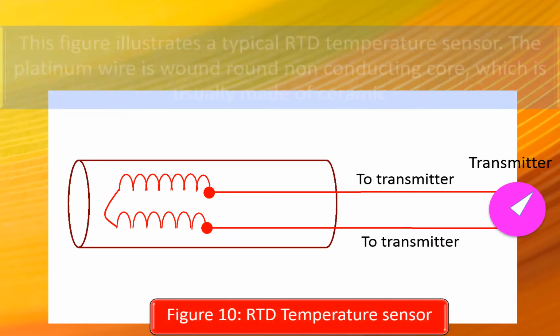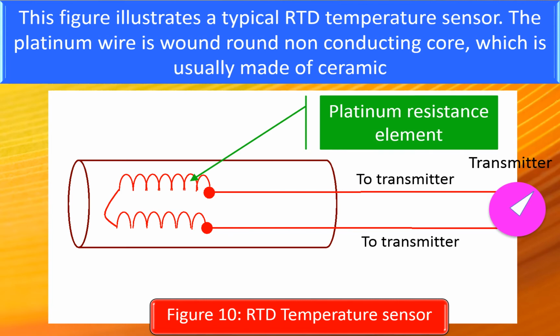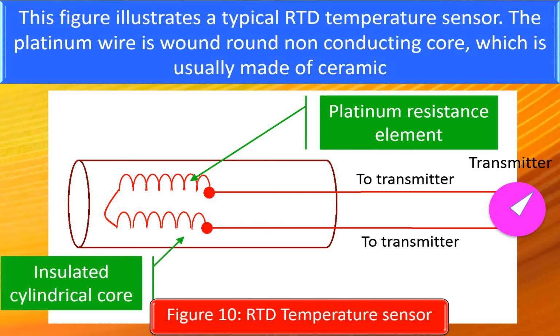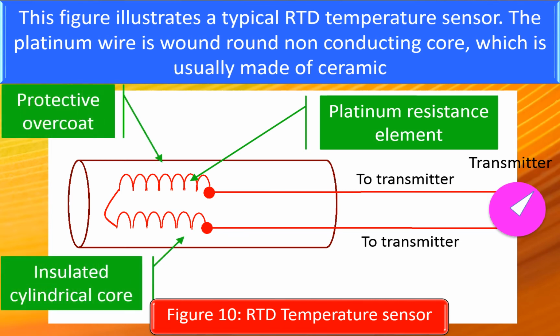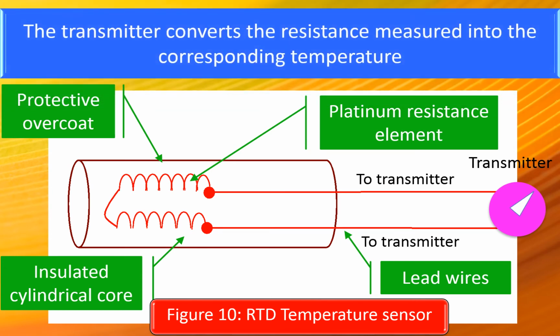This figure illustrates a typical RTD temperature sensor. The platinum wire is wound around a non-conducting core, which is usually made of ceramic. Lead wires are used to connect the platinum resistance wire to the transmitter. The transmitter converts the resistance measured into a corresponding temperature.